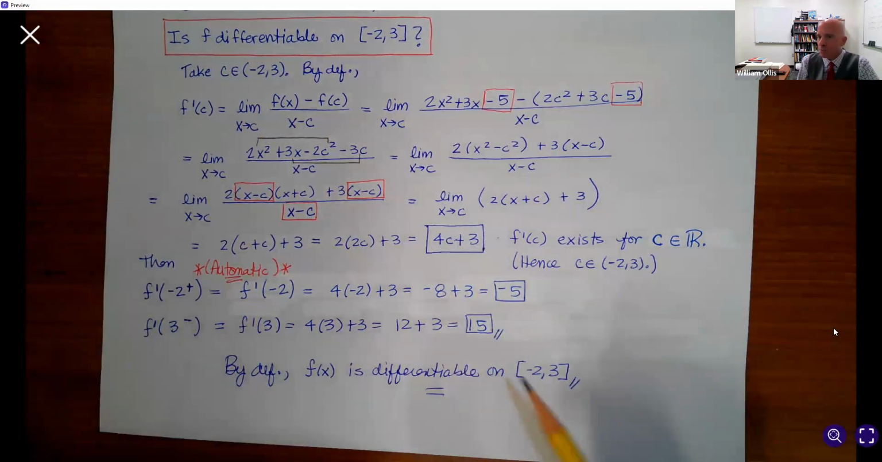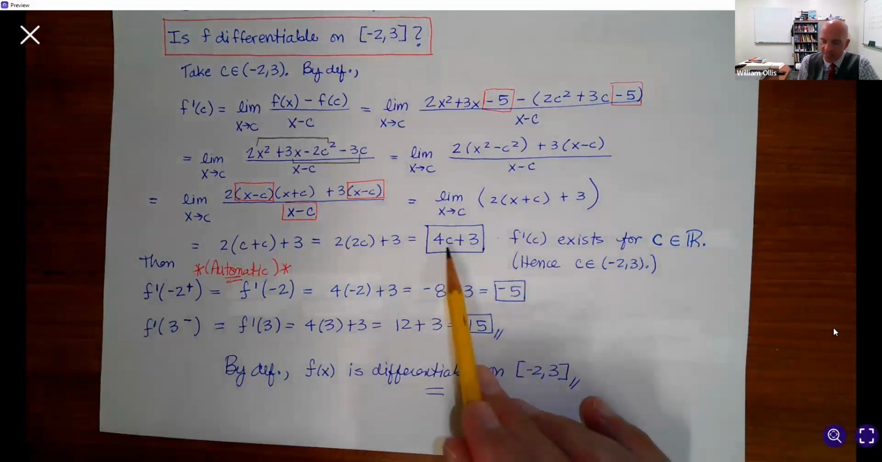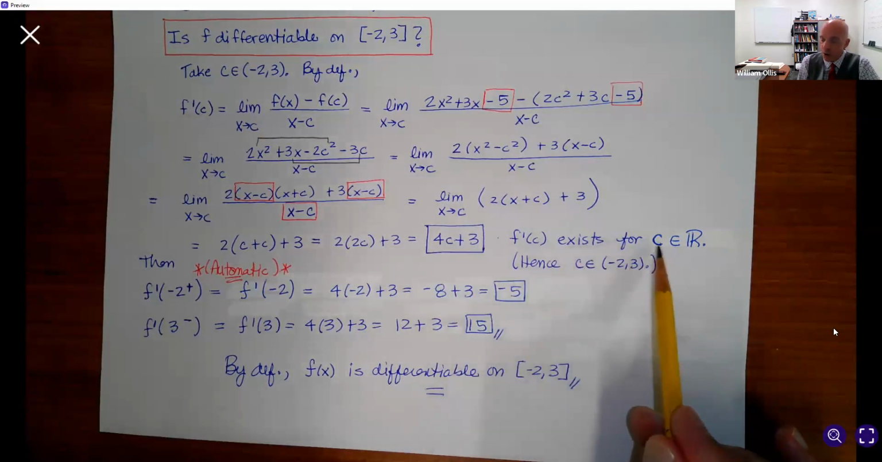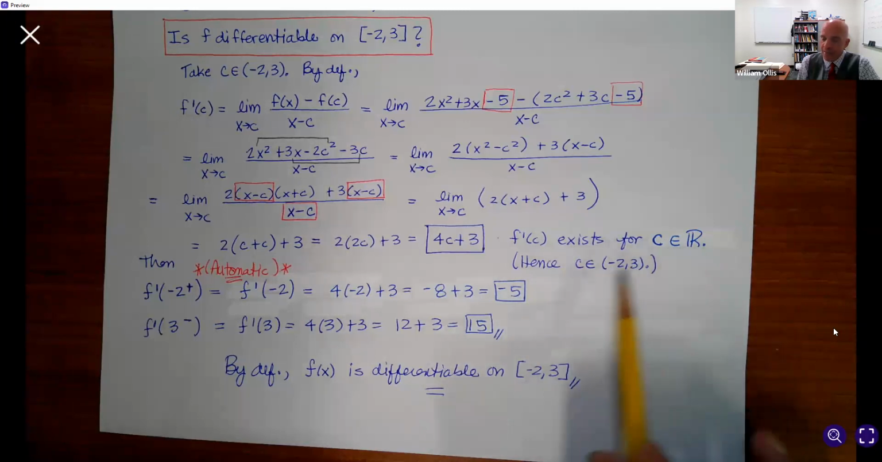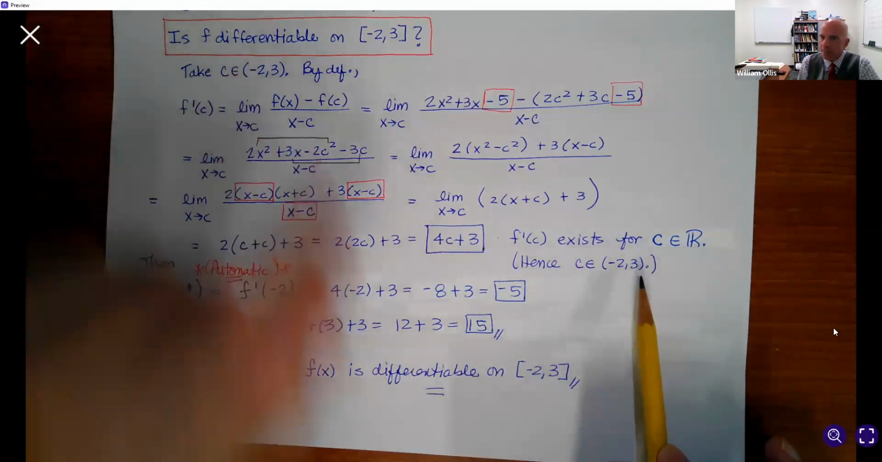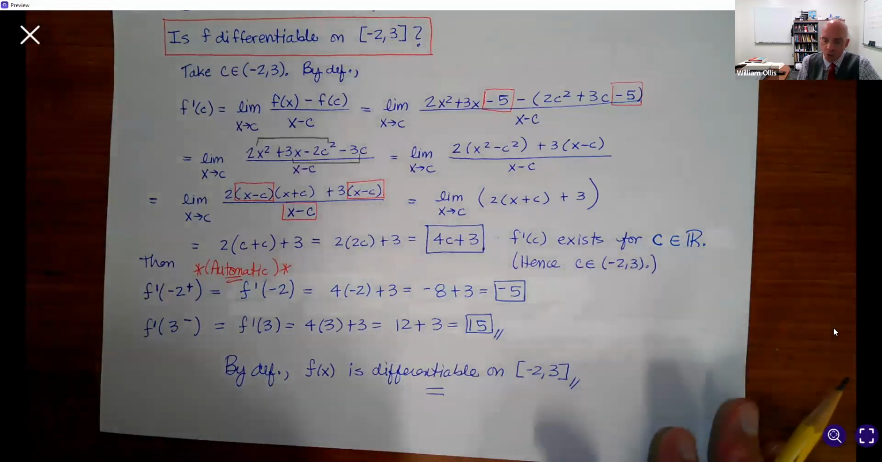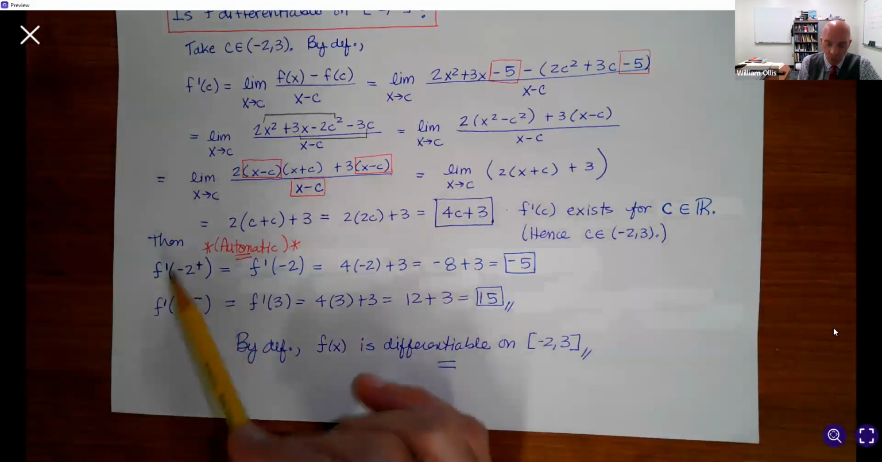You can't get much better than that. This has a limit for every c. So we say f prime of c exists for all real c. Hence, for c living here. I mean, we could always restrict the real numbers, so we get that for free. So now we don't have to work hard.